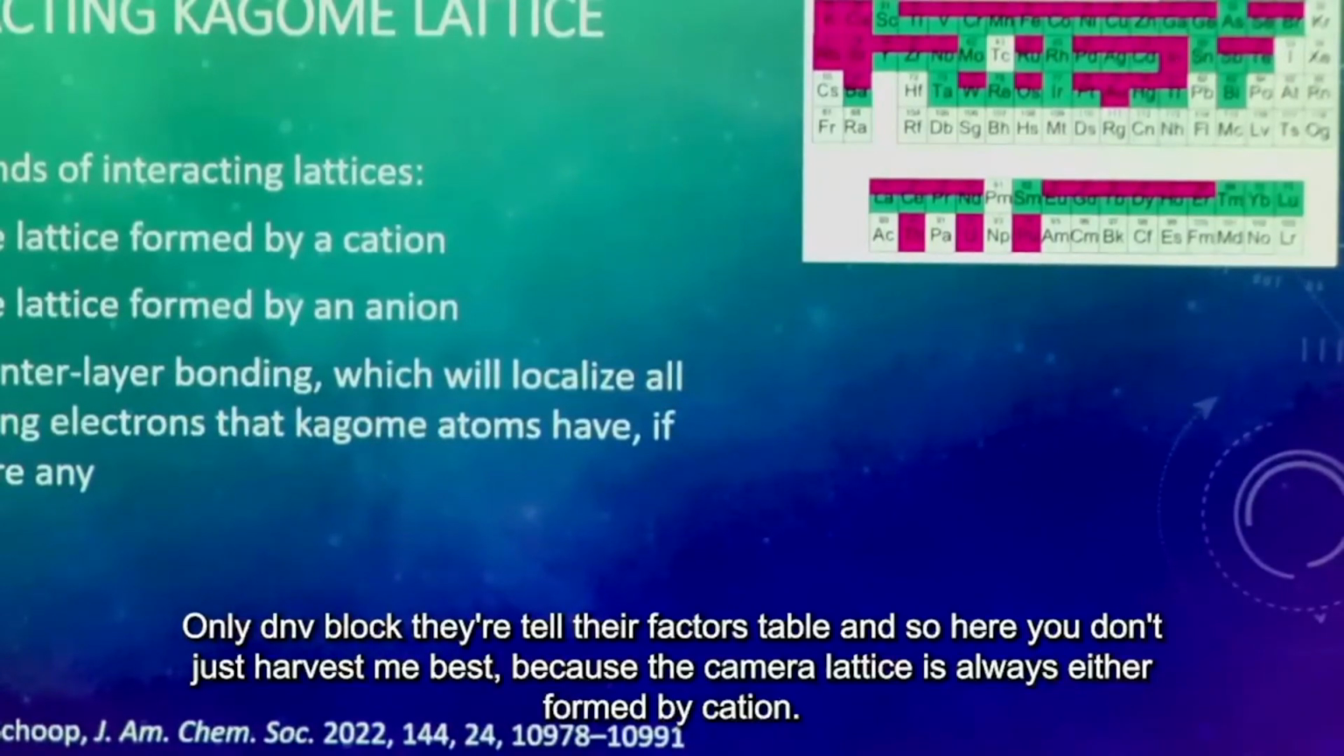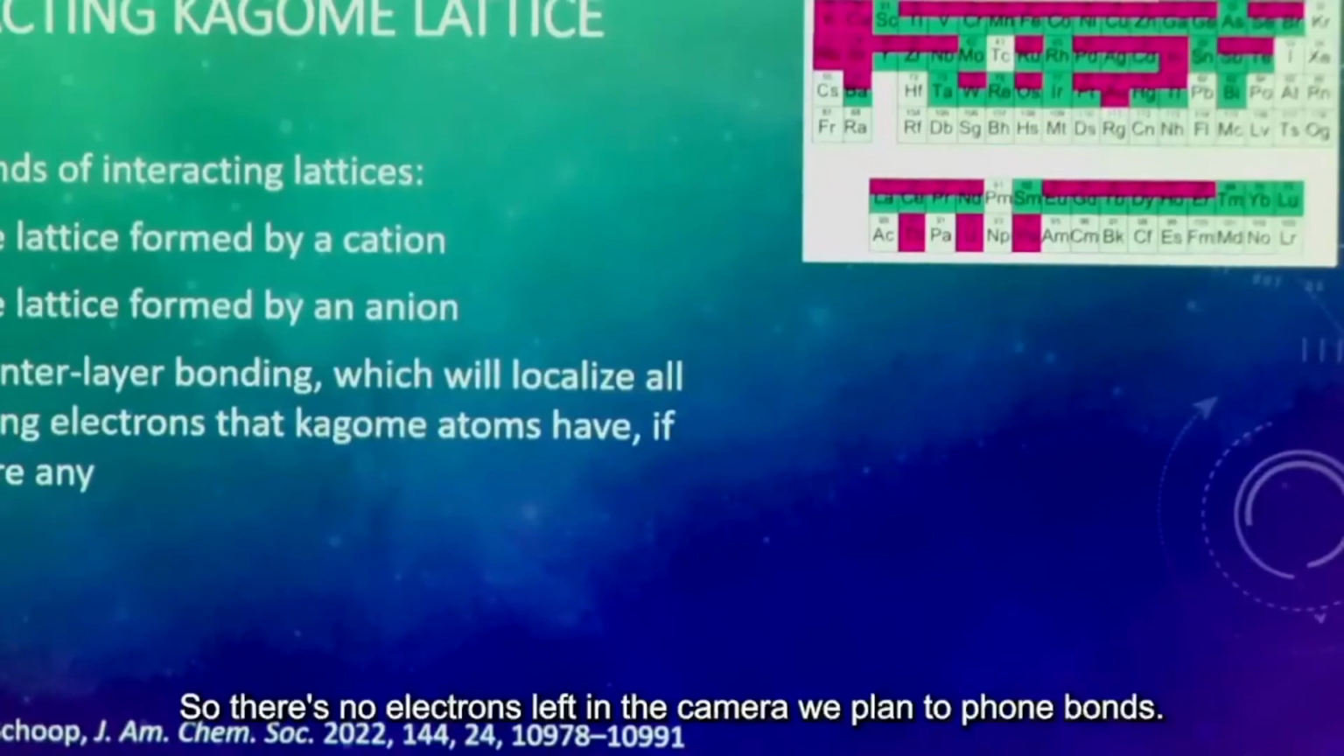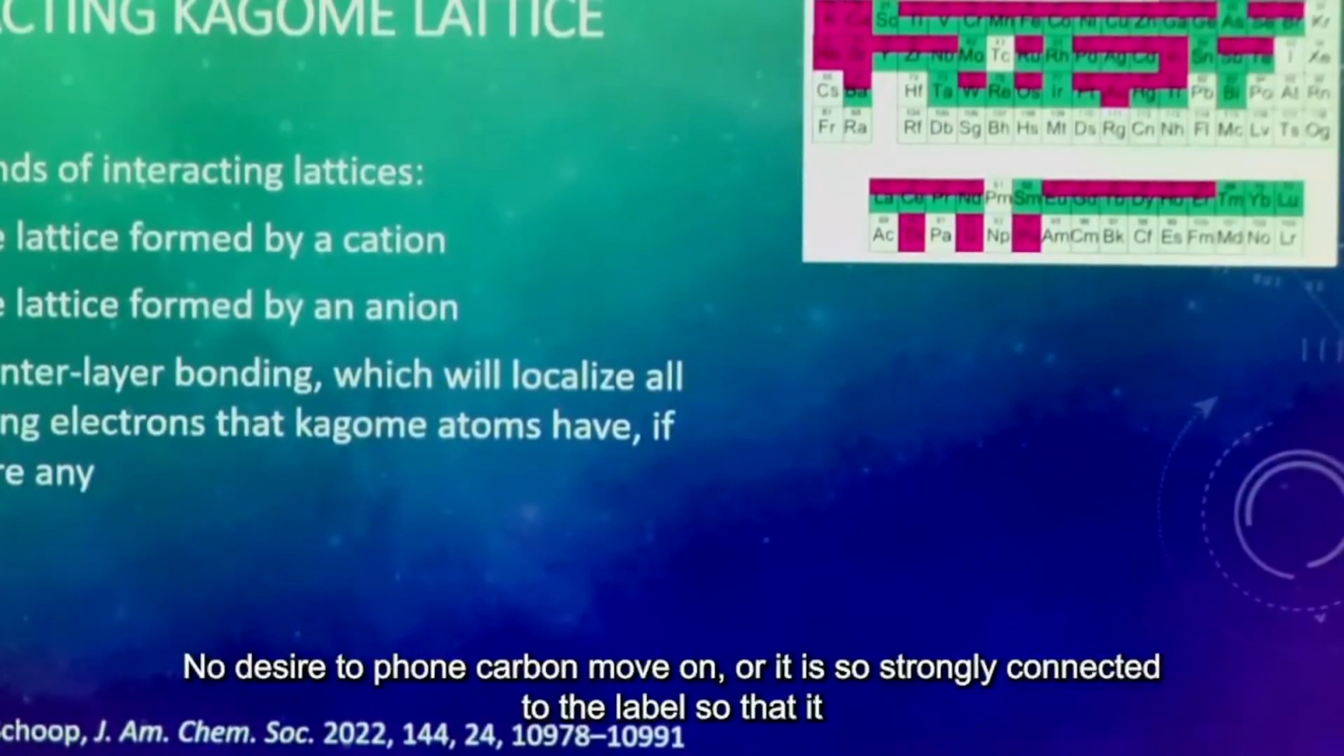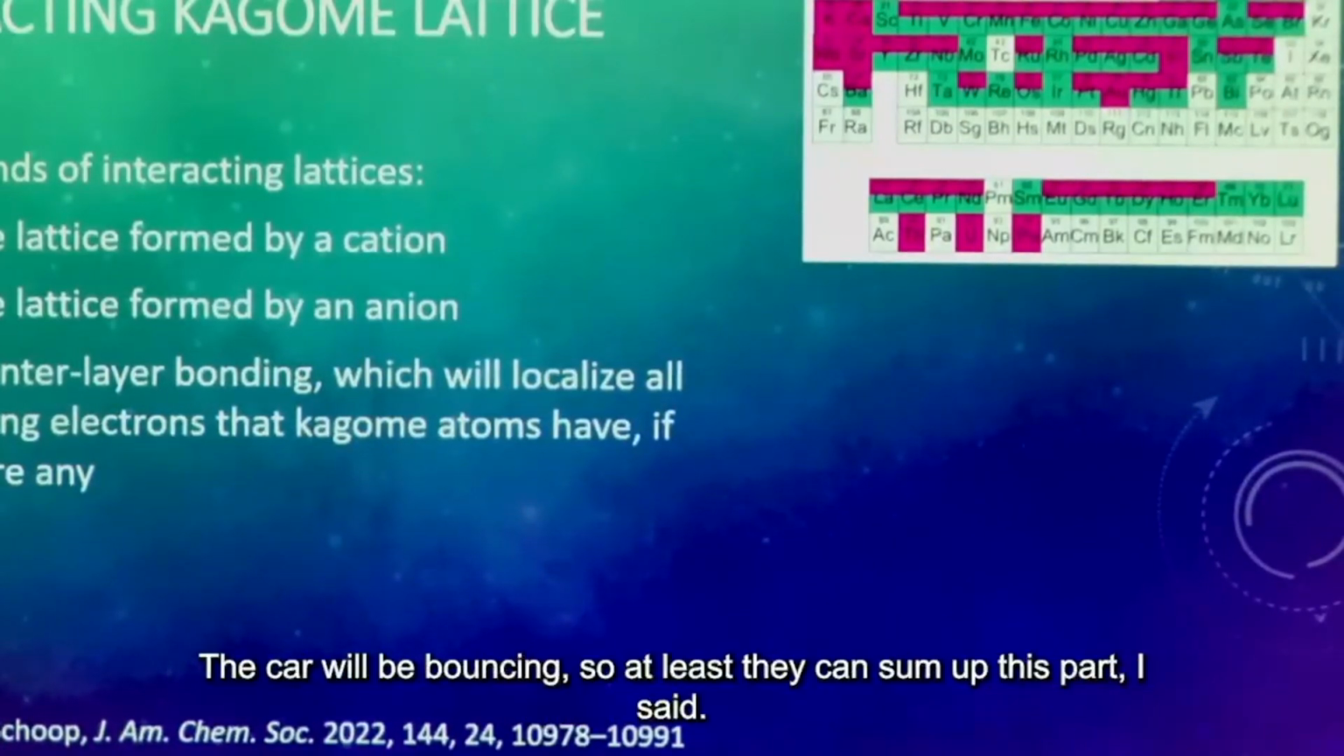And so here, you don't get Kagome bands because the Kagome lattice is always either formed by a cation, so there are no electrons left in the Kagome plane to form bonds like Kagome bands, or it's formed by a happy anion, filled valence shell, also no desire to form Kagome bonds, or it is so strongly connected to the atoms above and below that the Kagome bands will be completely destroyed.